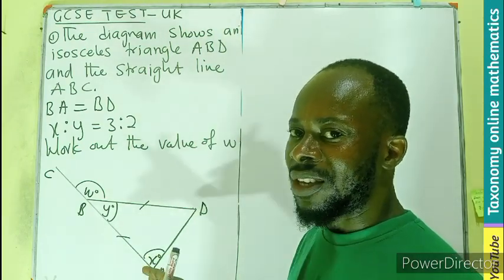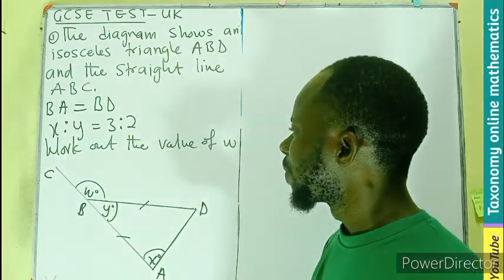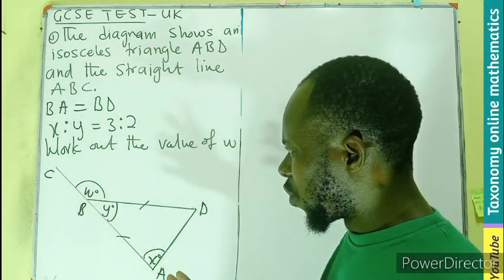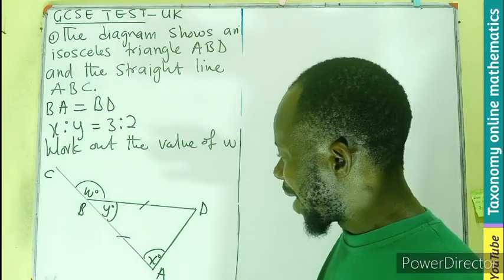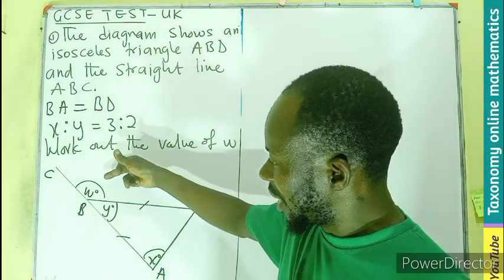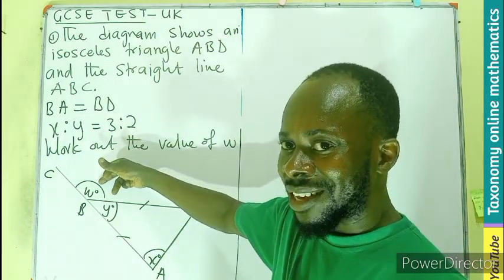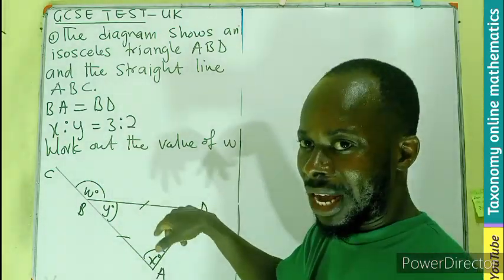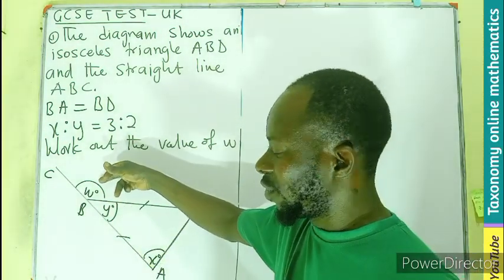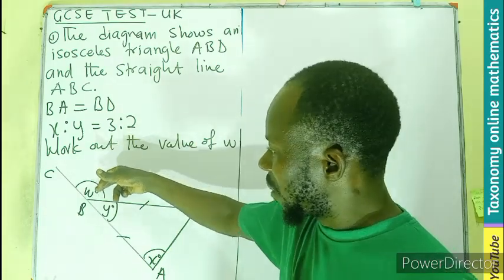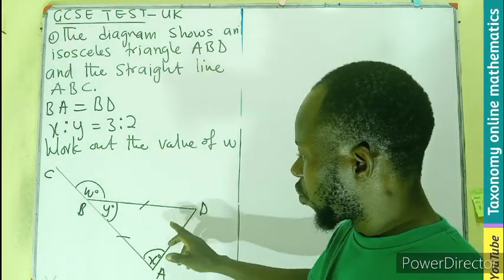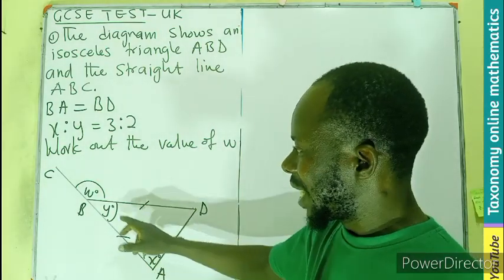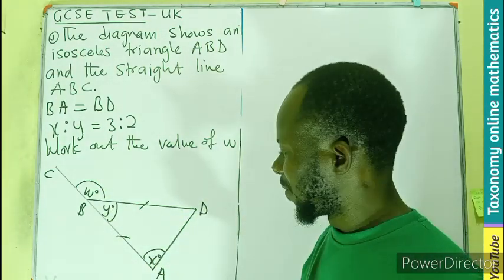So pause the video and see if you can get the answer to this. Now, there are many approaches we can take. The easiest I am going to use is that W is the exterior angle to this triangle. The exterior angle equals the sum of the two opposite interior angles. So if I add this and this, I will know what W is.